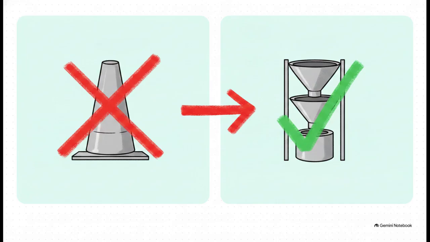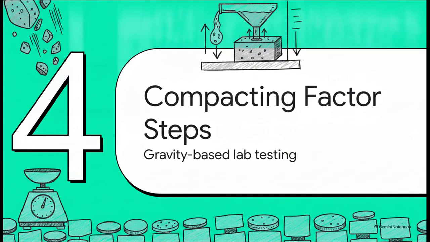Let's say you're an industrial engineer building a highway or a massive foundation. You actually need highly stiff, low workability concrete. If you did a slump test on that, you just get a zero slump, which gives us literally zero useful data. For those stiff mixes, we have to pivot and use the compacting factor test. Which brings us to section 4, compacting factor test steps.